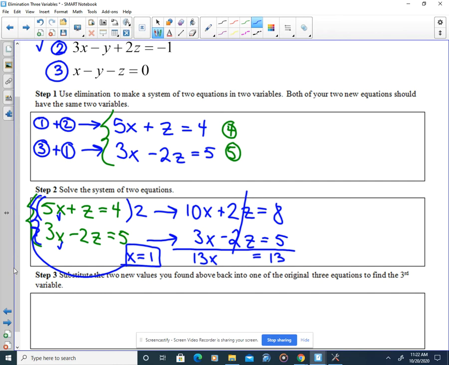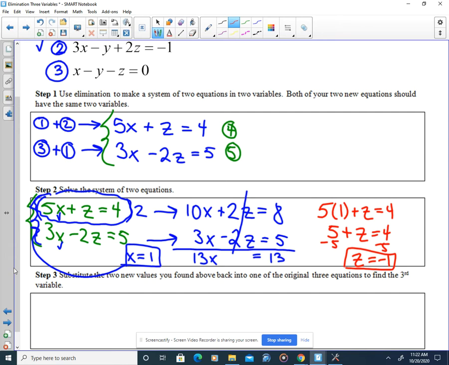Plug it back into equation 4 or 5. It doesn't matter which one you use. I'm going to plug it into equation 4. I'm going to plug it into the top one. I'm going to plug x equals 1 into this equation so I can find what z is. So when I do that, I'm going to have 5 times 1 plus z is equal to 4. So we have 5 plus z equals 4. Minus 5, z equals -1.